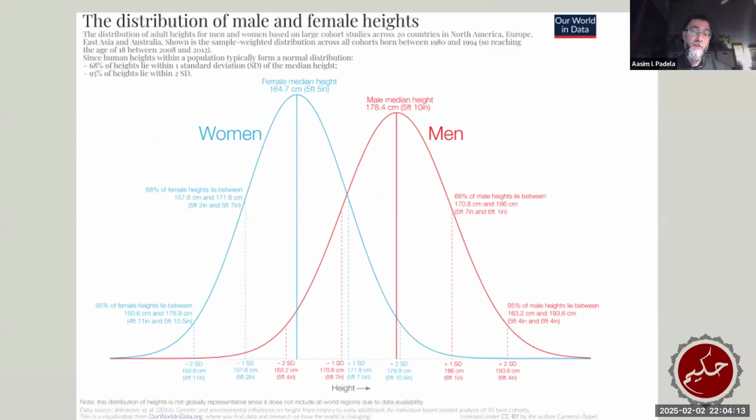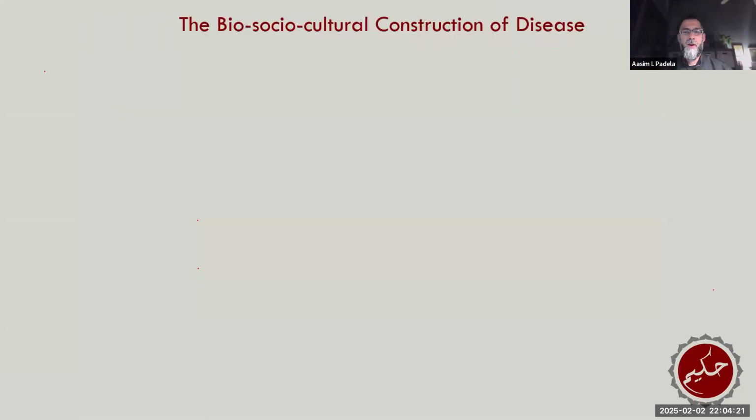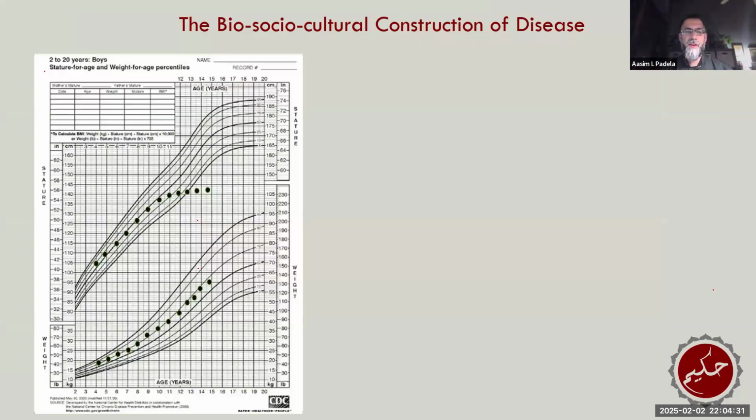Maybe you would argue that there are different biological limits and constraints upon the height of a man versus the height of a woman. Now, I'm going to say that might be true, that's scientific data, but we can turn that into a sort of disease. How so? This is a chart of human height of a child. And you might see this used all the time for those of you who are parents, right? This is a growth curve.